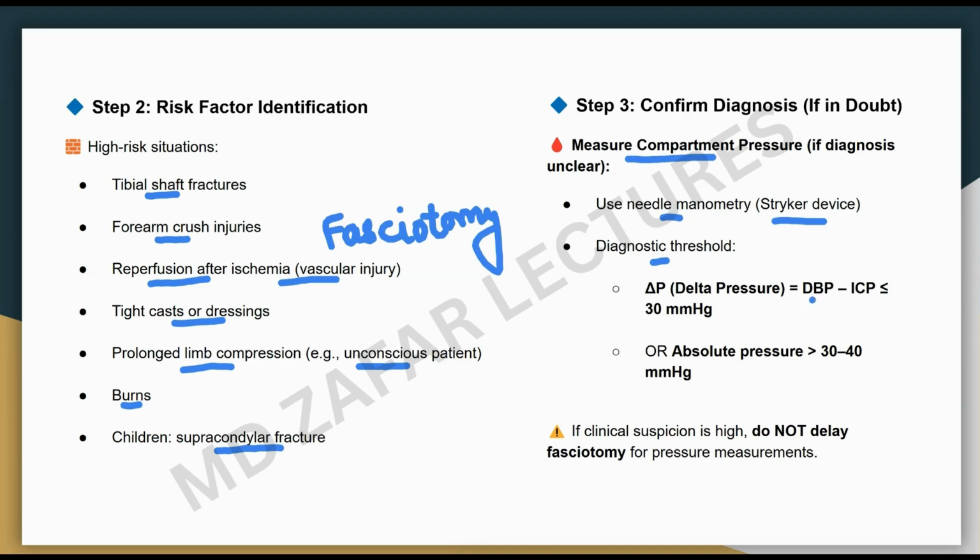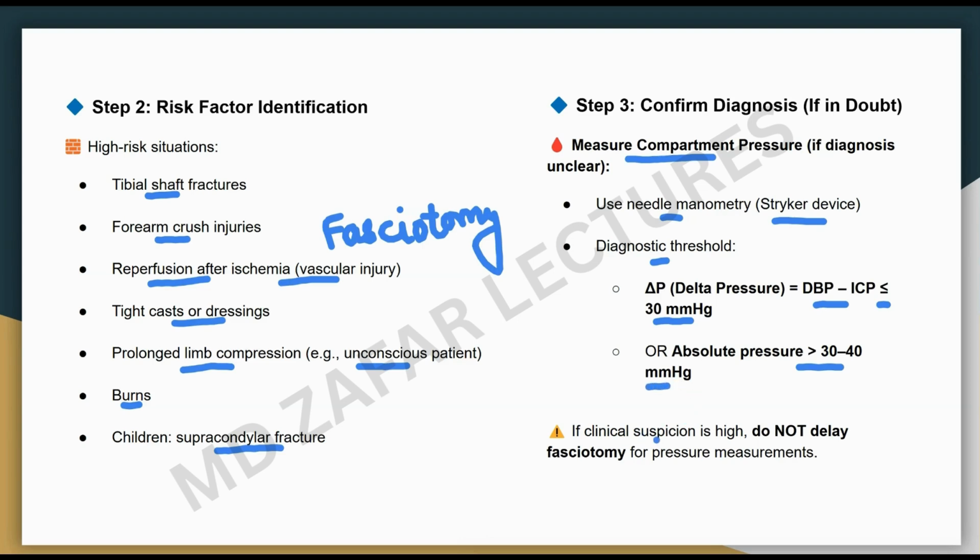In delta pressure, the diastolic pressure is subtracted from the intracompartmental pressure, and an answer less than or equal to 30 will indicate compartment syndrome, whereas if the intracompartmental pressure is more than around 30 to 40 mm of mercury, it is also a giveaway.